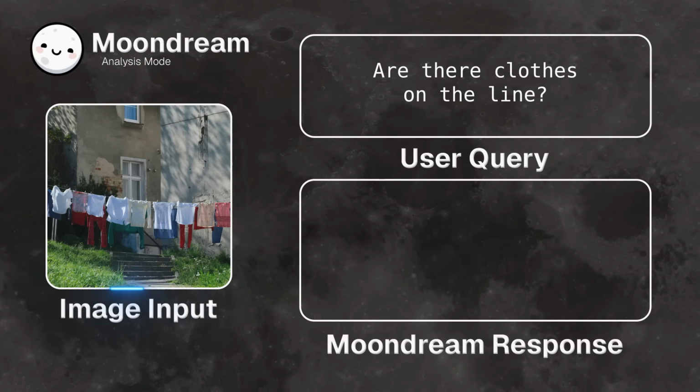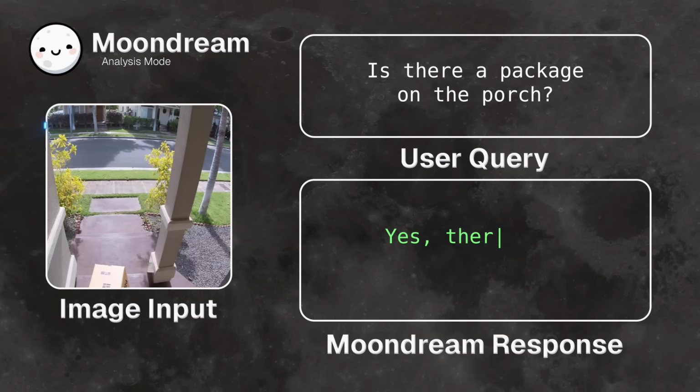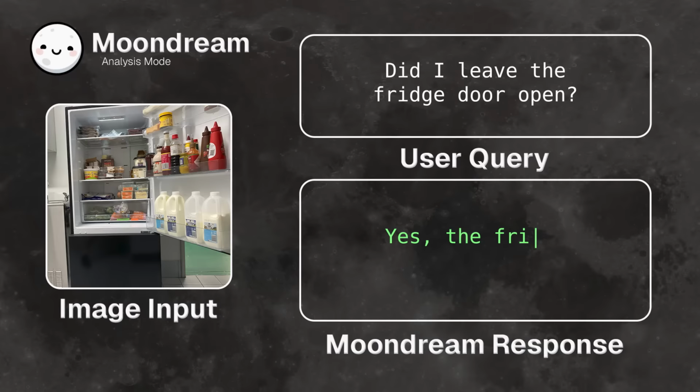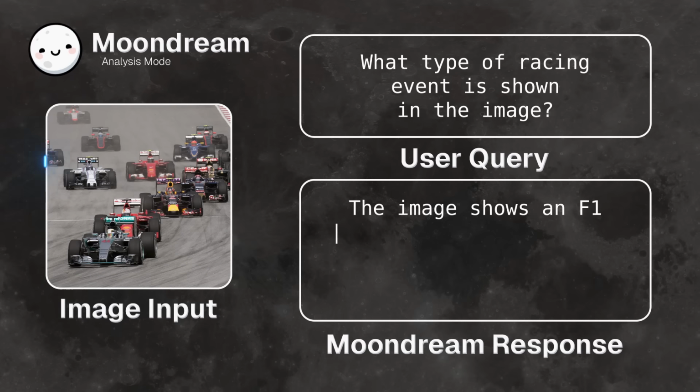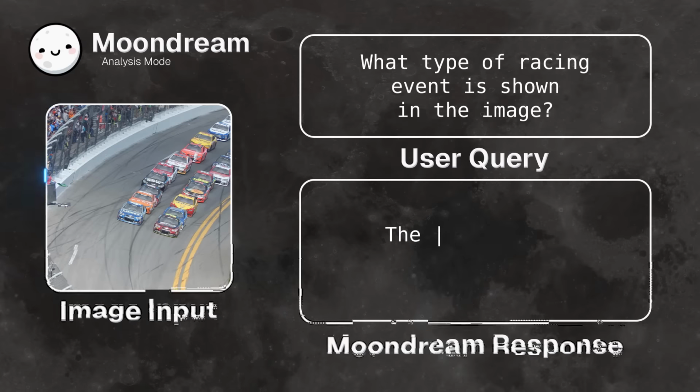It can obviously do a lot more than just rating a fit. It can check if the laundry's still on the line. Is there a package at my door? Did I leave the fridge open? Is the dog on the bed? These would be quite difficult things for another traditional model like YOLO to answer. But Moondream, we just need to politely ask it in plain English.